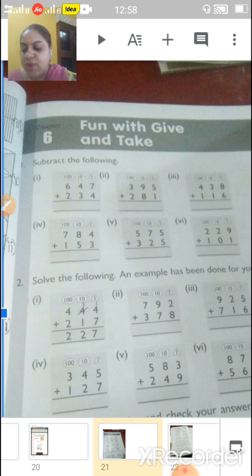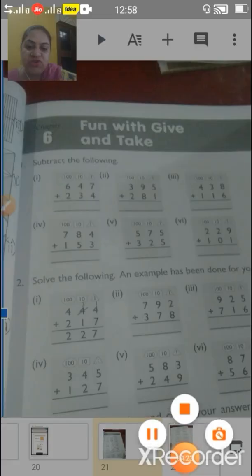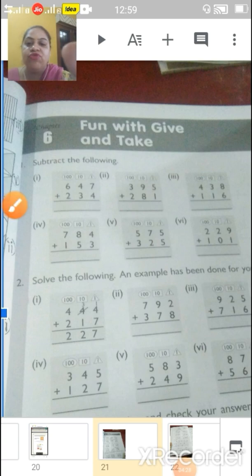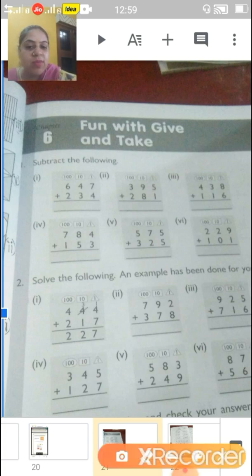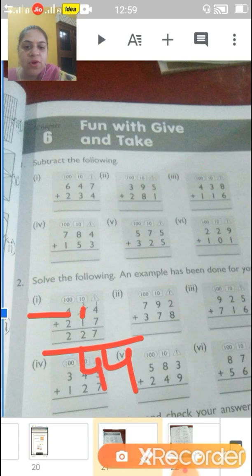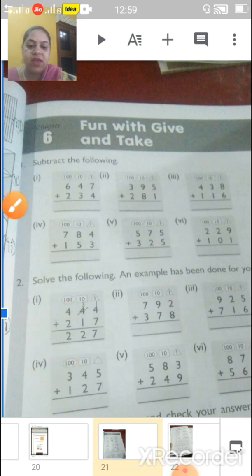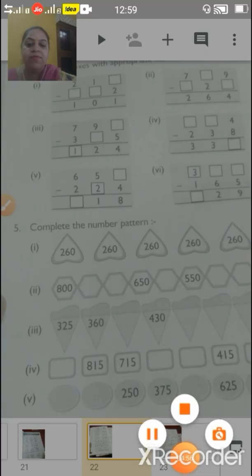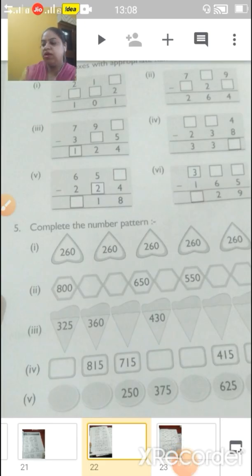So now come to our next question, question number 4. In the same way I am showing you this also, 217 and 227. This is our answer. We have to take this answer. So 7 and 7, 14, 2, 3, 4 and 4. 2, 3, 4. So our answer is 444. It is matching with this, so our answer is correct. Now come to the next page. Now children, come to the fourth question.